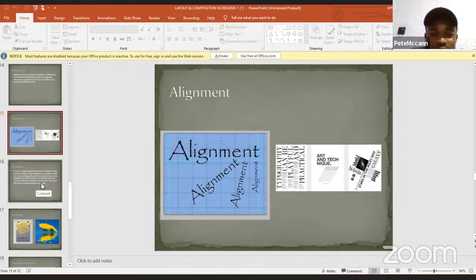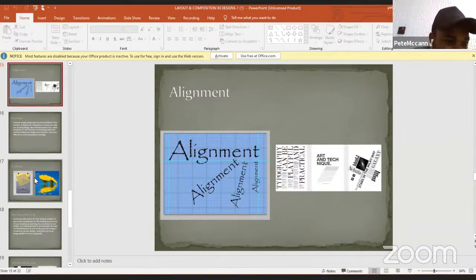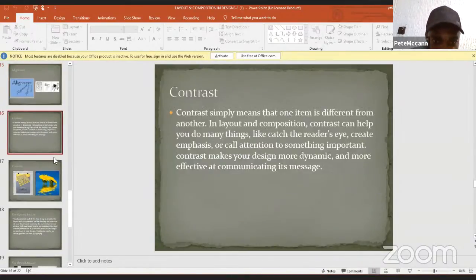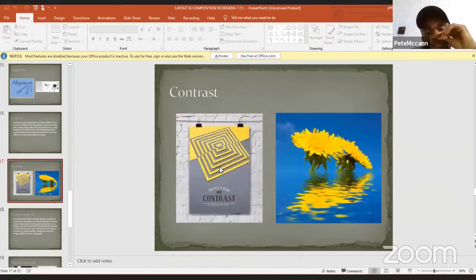Okay, I've actually talked about these alignments, and let me quickly give you a contrast. Contrast simply means that one item is different from another. Let me show you this image of the contrast. We have a contrast of this flower and look at the water where the flower is actually lying. There's the difference because the water is also bringing another image of that flower, which brings out the contrast. It's a catchy image that we could begin to understand, okay, this is what this image is talking about.